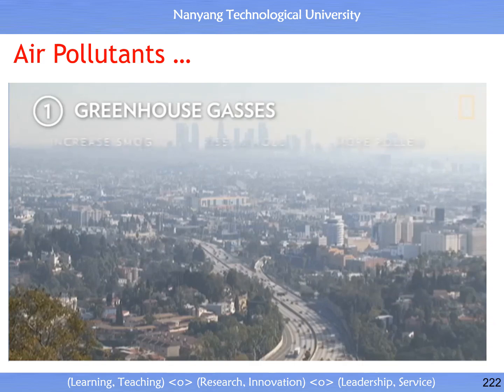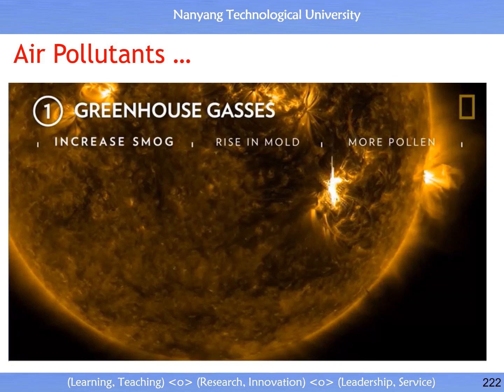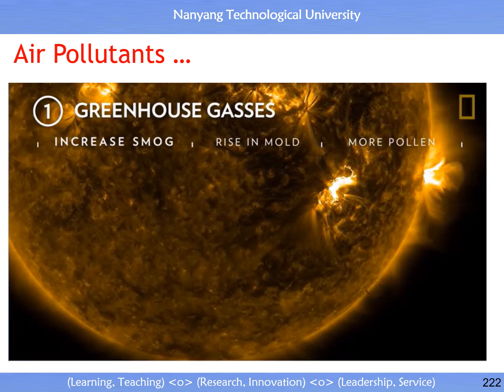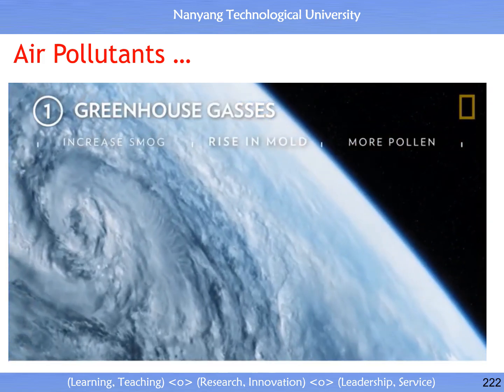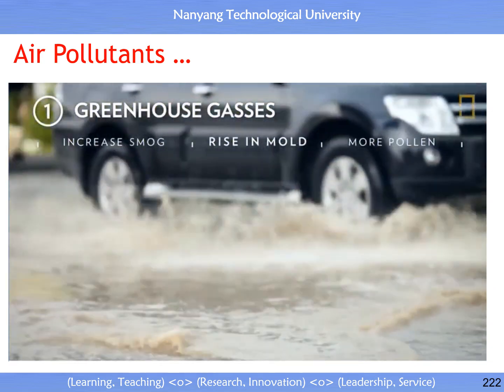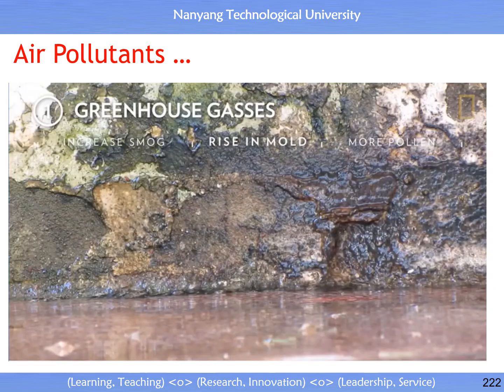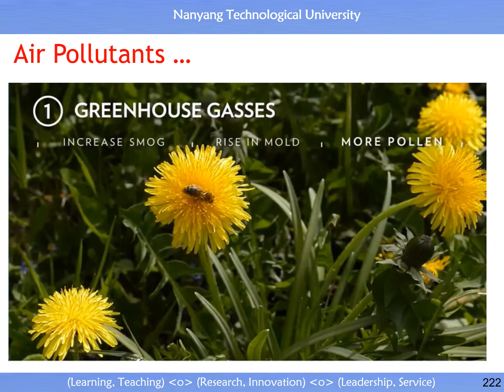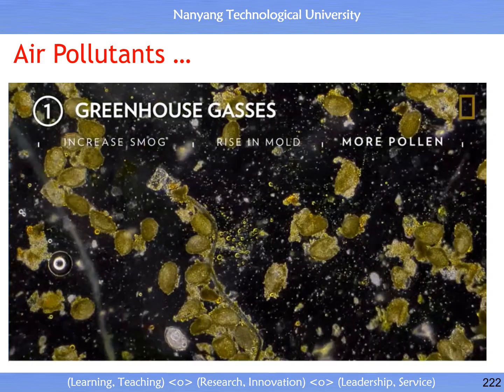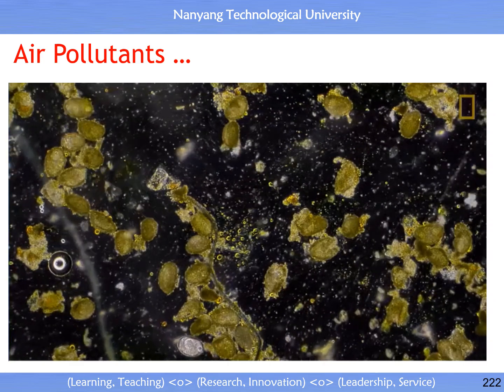For example, climate change increases smog because it forms in the presence of high heat and increased levels of ultraviolet radiation. More frequent extreme weather, such as flooding, contributes to damp conditions and therefore to a rise in mold. Warmer weather also leads to longer pollen seasons and therefore more pollen production.